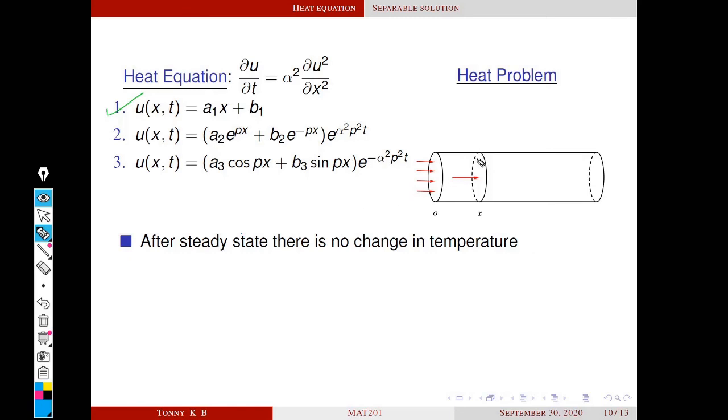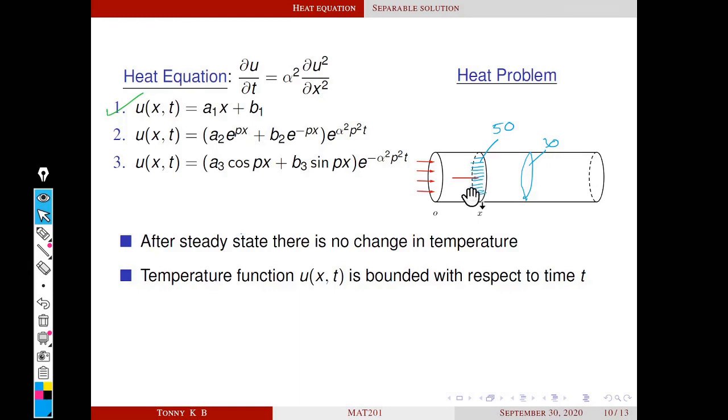That means you consider a cross section. After a long time, this cross section will achieve a particular temperature. For example, it is 50. After steady state, there is no change in temperature, whatever the time. And this is true for all the cross sections. Maybe you consider another cross section, it may be 30. So the thing is, the temperature function u(x,t) is bounded with respect to time. So out of these two solutions, which one is not consistent with our heat problem?